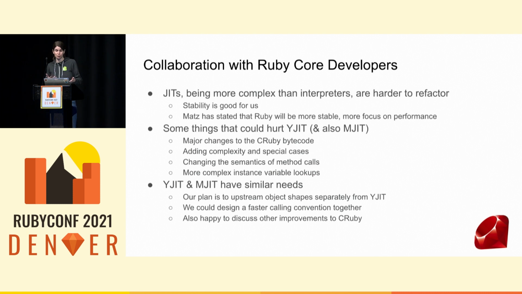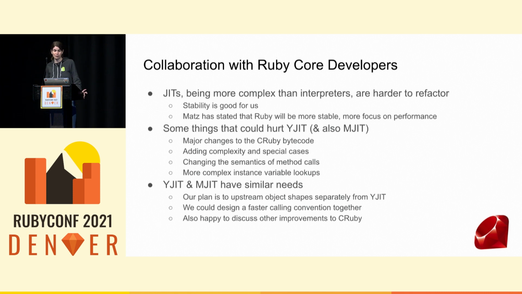I think in terms of things that could hurt YJIT and maybe also MJIT, it would be like major changes to the Ruby internals, like the Ruby bytecode, adding more complexity in special cases, adding more different kinds of method calls, or more complex instance variable lookups. It might be a little bit difficult for YJIT to catch up if those things were to change.